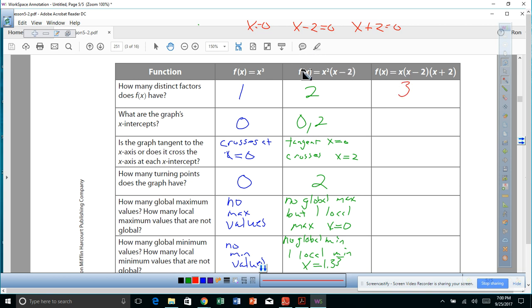What are the graph's intercepts? Well, x equals 0, so you got 0. If you add 2, x equals 2. And if you subtract 2, x equals negative 2. So we got 3 here.